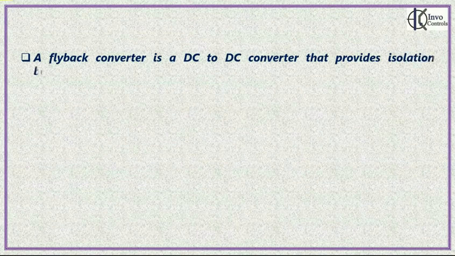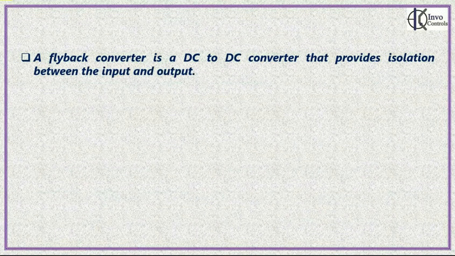The first question one would obviously ask is, what is a flyback converter? Most standard textbooks of power electronics give the definition as a DC to DC converter that provides isolation between input and output. There are some important terms in this definition that we need to understand. The first is the DC to DC converter. So what is a DC to DC converter? It is basically a circuit which converts input DC voltage to an output DC voltage of another level.